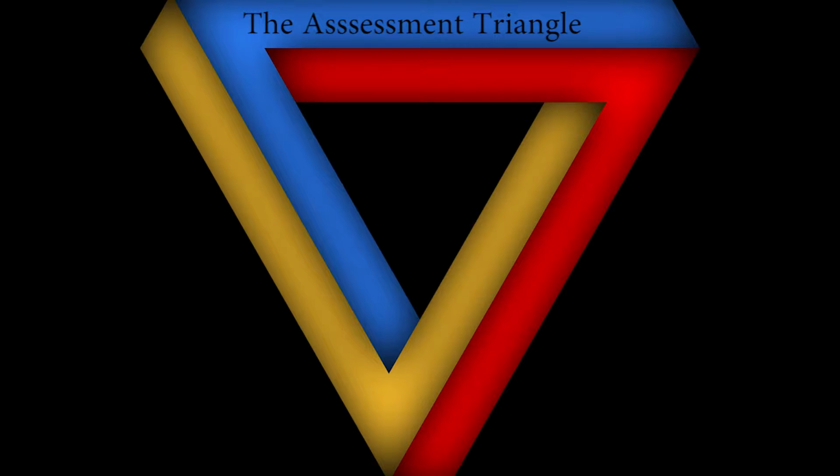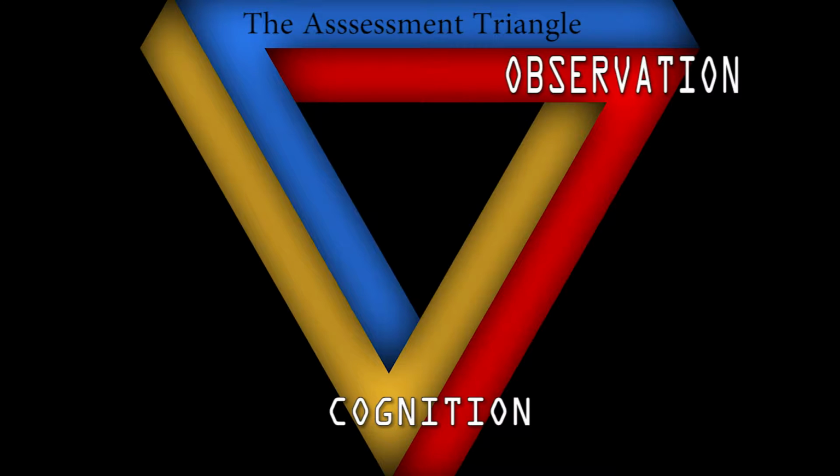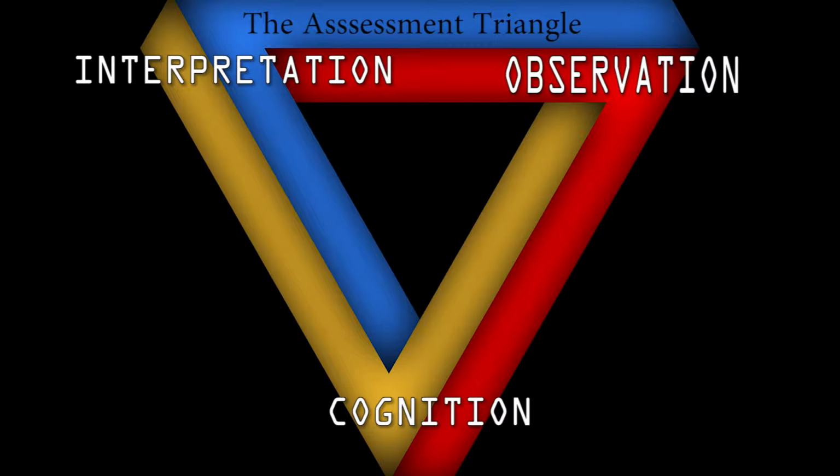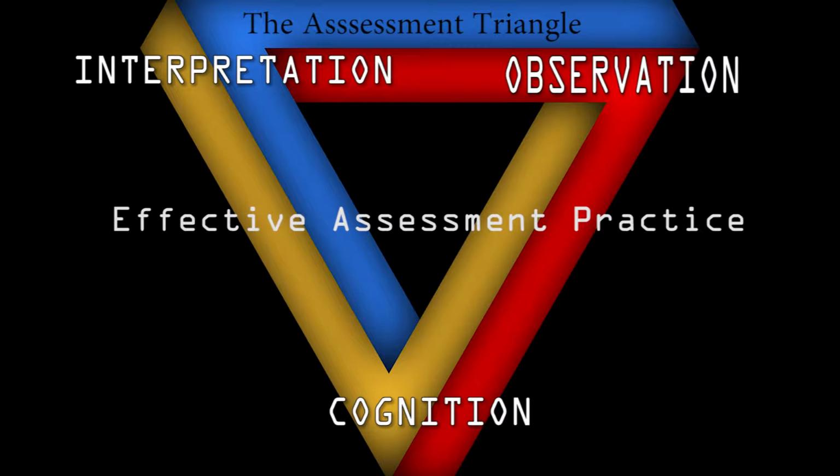The 3 key, highly interrelated components of assessment that make up the triangle are cognition, observation, and interpretation. These 3 individual components interact to produce a whole that is greater than the sum of its individual parts. The whole is effective assessment practice. It is the intent of this video to help you explore each of the individual components and to develop an understanding of effective assessment which stems from valid, reliable, and fair strategies in each step of the assessment process.